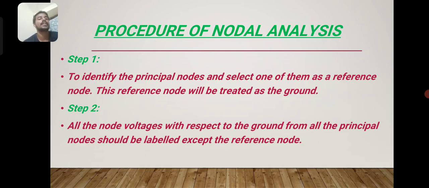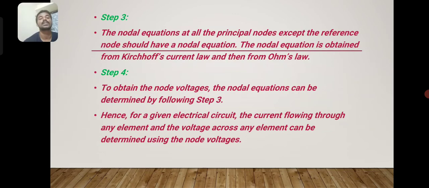Procedure of nodal analysis. Step 1. Identify the principal nodes and select one of them as a reference node. This reference node will be treated as the ground. Step 2. All the node voltages with respect to the ground should be labeled for all the principal nodes except the reference node.